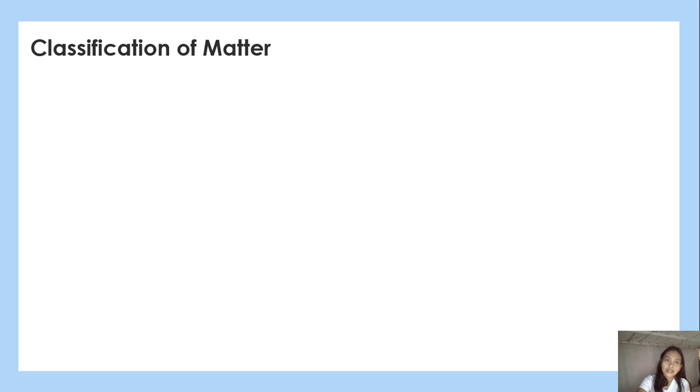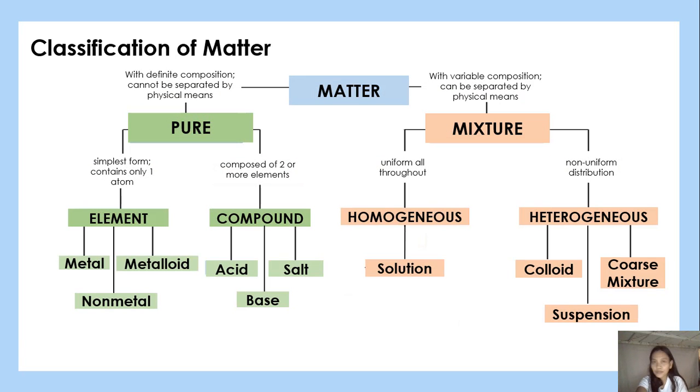So next is the classification of matter. We are all familiar with this, but for the sake of review, I will be refreshing it for you guys. So matter is divided into two concepts. It is either with definite composition or with variable composition. A matter with definite composition that cannot be separated by physical means is called a pure substance. Now, a matter with variable composition, that means it is composed of a lot of stuff and can be separated by physical means, is called a mixture.